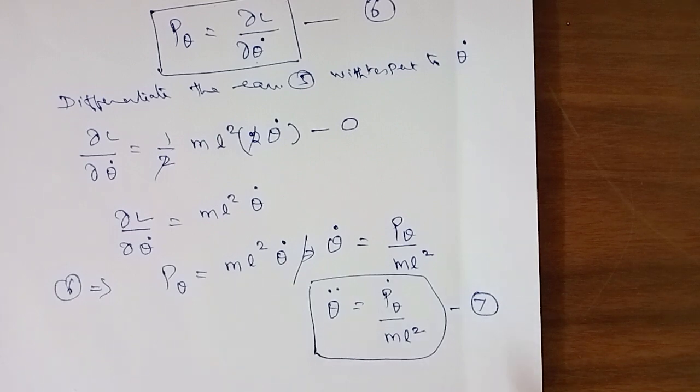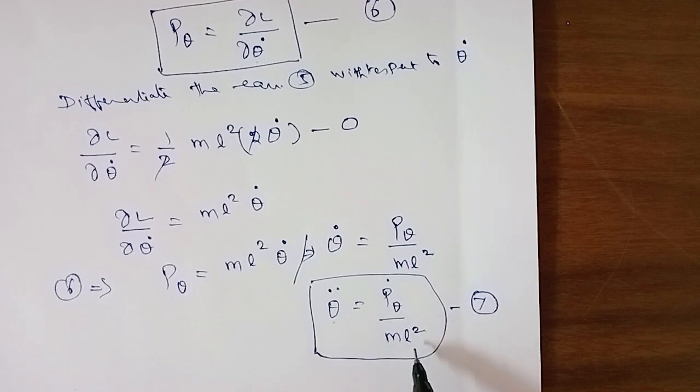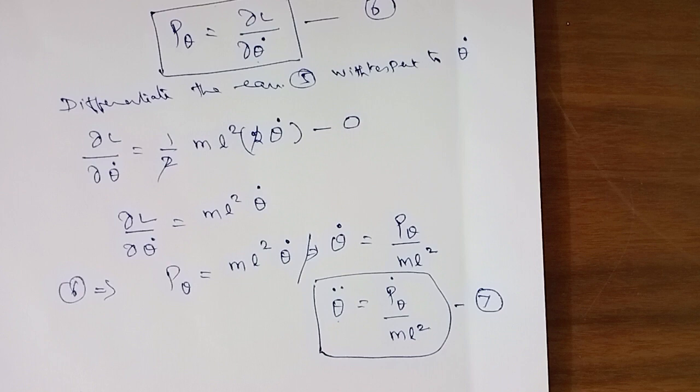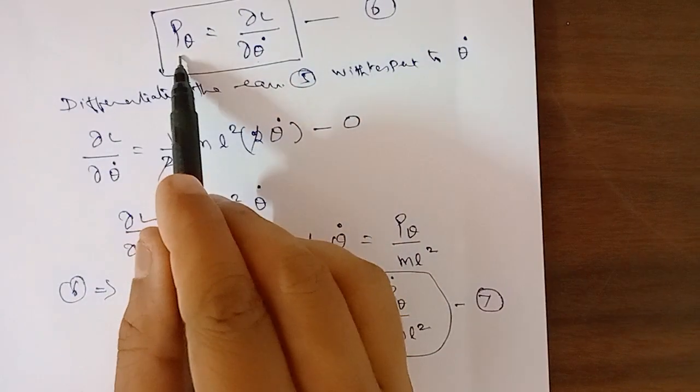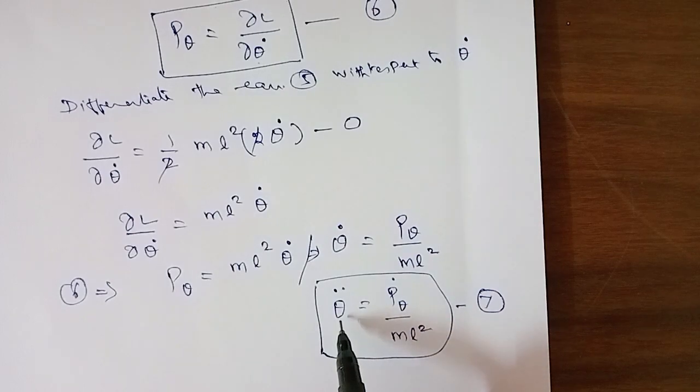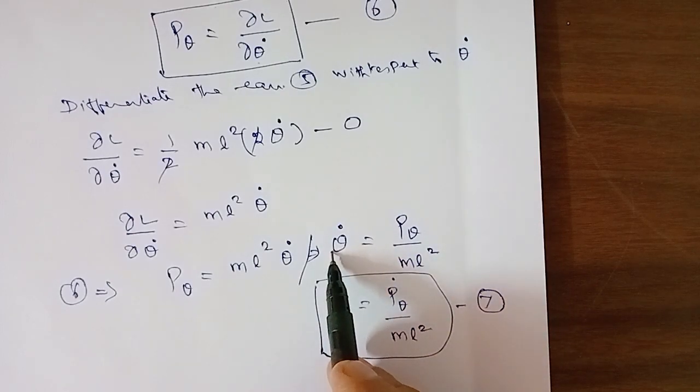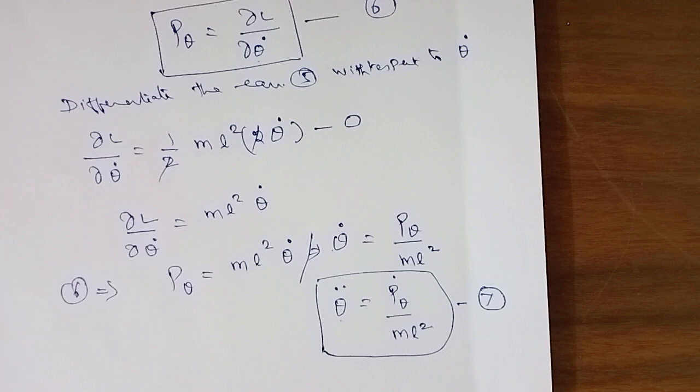So theta double dot is equal to P theta dot by ml square. This is equation number 7. So we calculated the kinetic energy, the potential energy, and the Lagrangian equation, that is equation number 5. From that we found the value of P theta, the value of theta double dot, and the value of theta dot. Now we want to calculate the value of the Hamiltonian H.